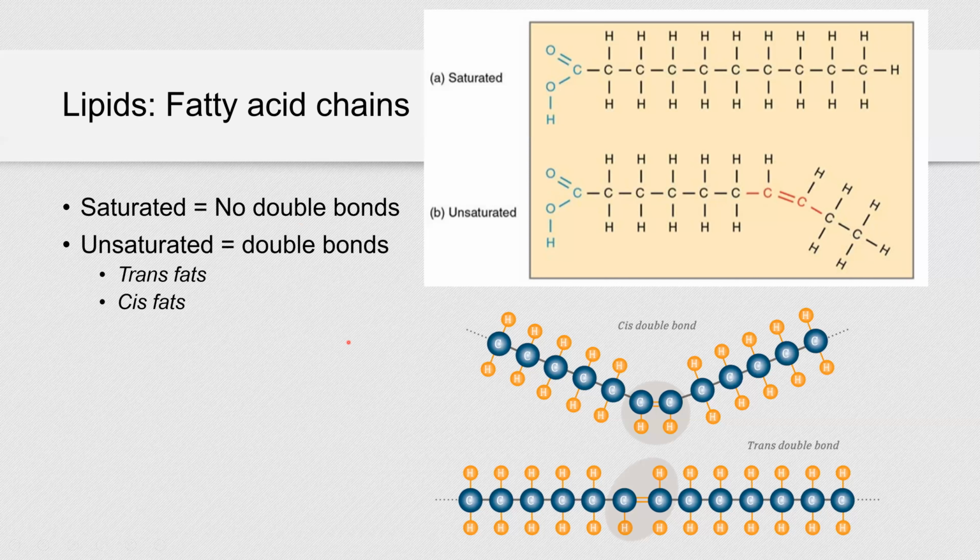Anyway, so what did we cover over here about fatty acids? They can be saturated and unsaturated. Unsaturated can be cis fats or trans fats, and trans fats are particularly bad for your diet, right? So stay away from trans fat.